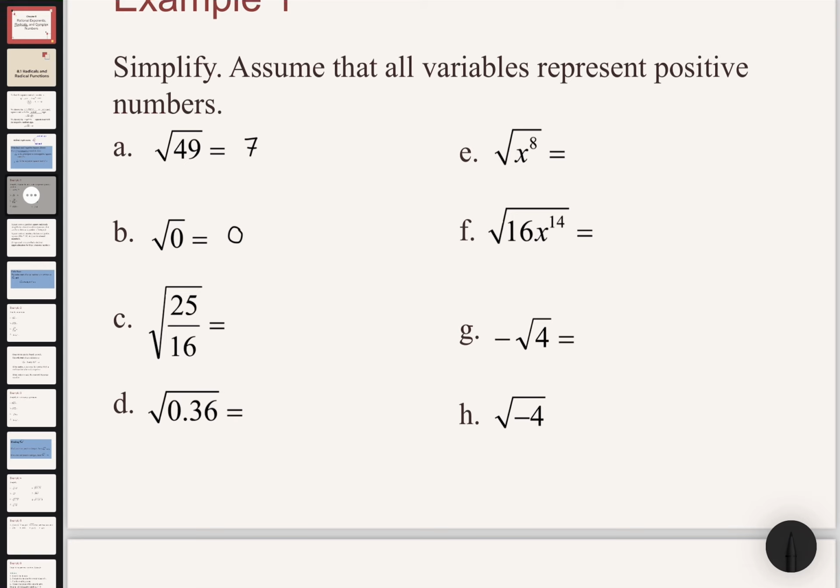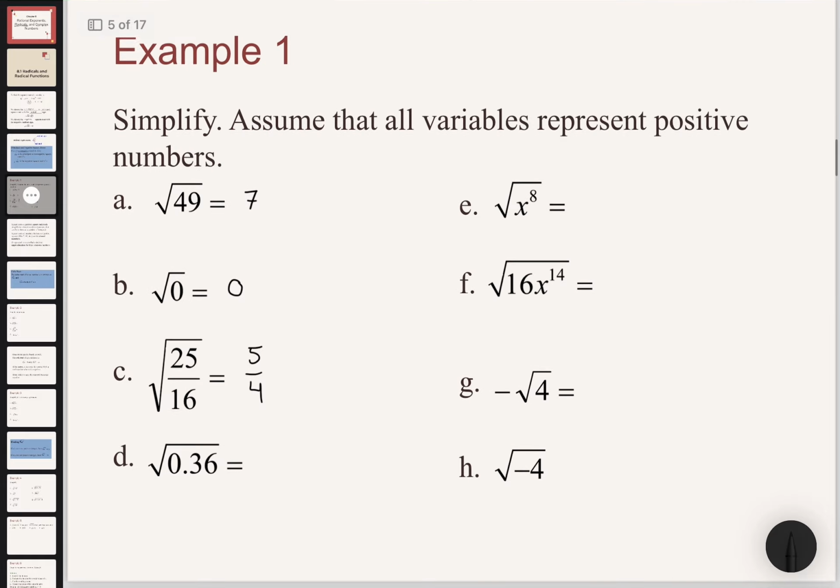What if you guys have a fraction? Well, square root of 25 over 16, you can honestly think about that, and we'll talk more in detail about this later on today and tomorrow, you can kind of think about splitting those two up. What's the square root of 25? Well, 5. What's the square root of 16? Well, 4. So the square root of 25 over 16 is 5 over 4.